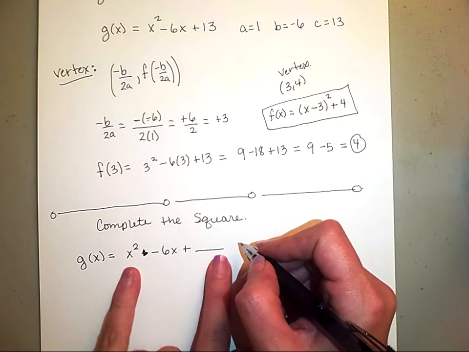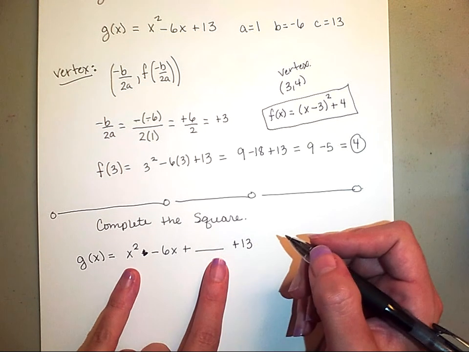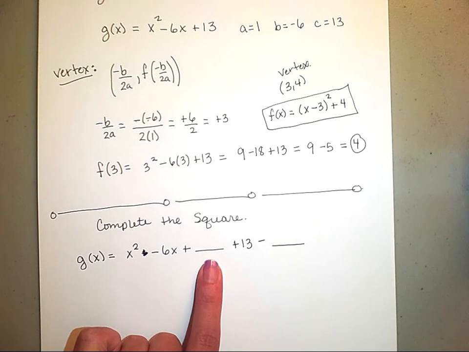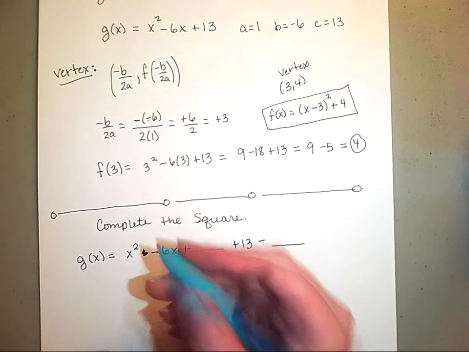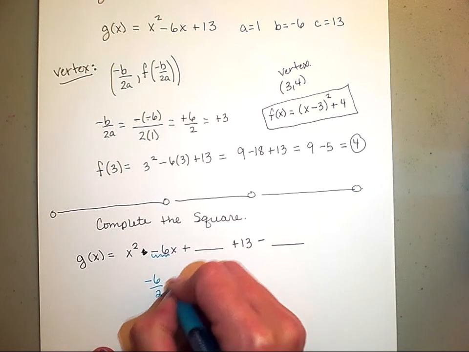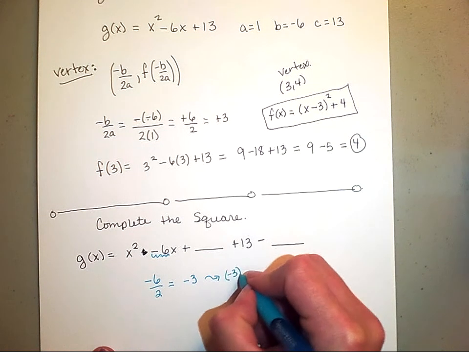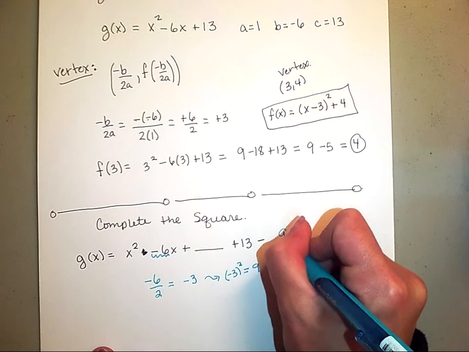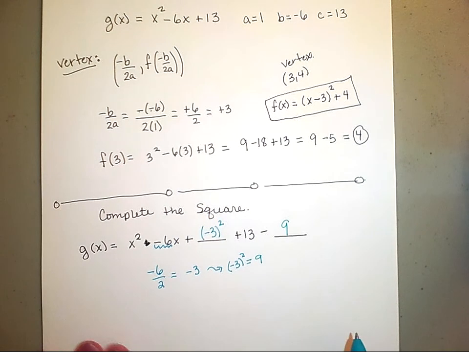So I'm going to complete something here to make this collapse, but I still have the plus 13. And now to maintain equality, because I'm adding something and there isn't an equation, I need to subtract that off. Okay, but the process is still the same. We'll take b and divide it by 2. That's equal to negative 3. And then negative 3 has to get squared to be equal to 9. So 9 is what I write here, and to help me remember, I write negative 3 squared here.